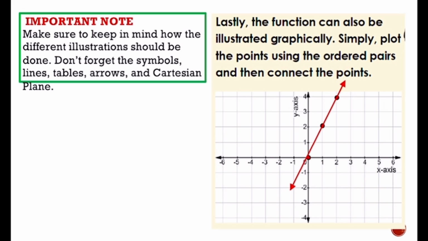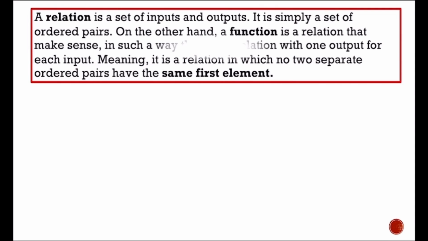So next, were you able to discover how relation and function can easily be recognized? Let's proceed to our next slide. A relation is a set of inputs and outputs. It is simply a set of ordered pairs. On the other hand, a function is a relation with one output for each input, meaning it is a relation in which no two separate ordered pairs have the same first element. To easily understand that, let's have an example.